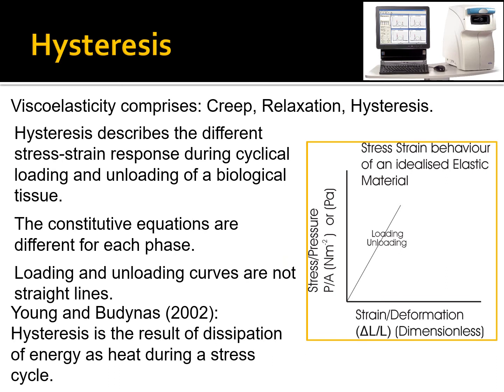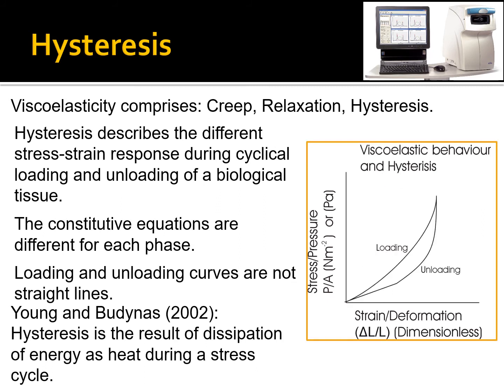And then we introduce this thing called hysteresis. Viscoelasticity, which we all know about, comprises three things actually: creep, relaxation, and hysteresis. Now, hysteresis describes the different stress-strain response during cyclical loading and unloading of a biological tissue. The constitutive equations are different for each phase. And loading and unloading, unlike the elastic material that you see there, are not straight lines.